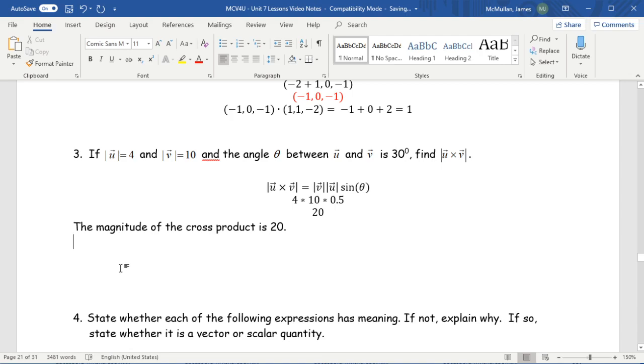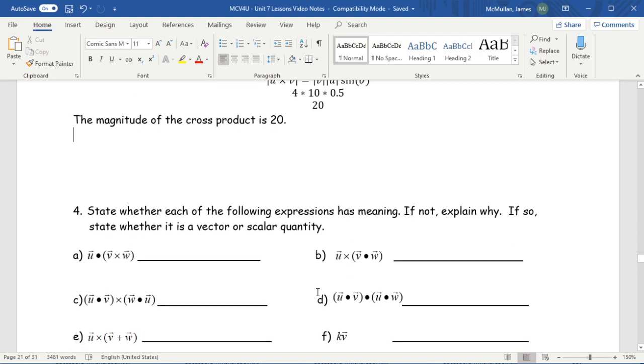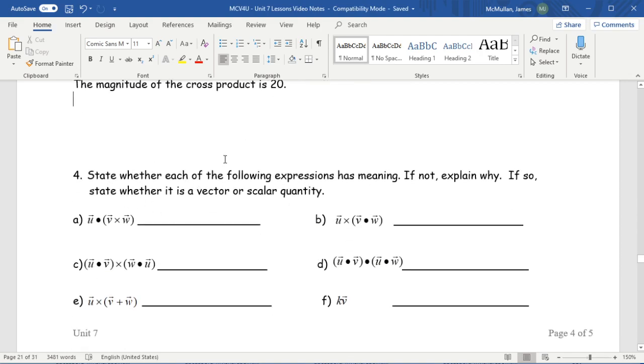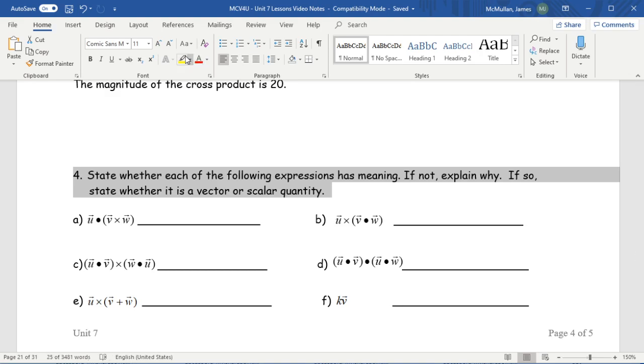You could check your work here by drawing it and getting the area of the parallelogram, but I don't think we need to. Okay, this is a very, very, very common question. Guaranteed to get this in communication. State whether each of the following expressions has meaning. If not, explain why. If so, state whether you would get a vector or a scalar.